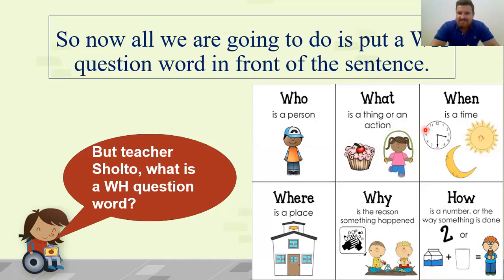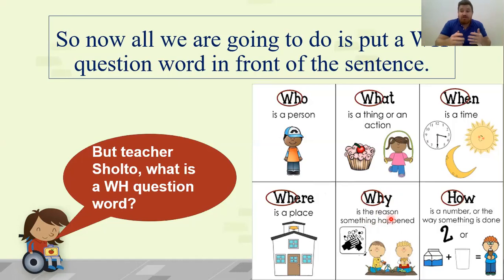Okay. So let's start with the first one. Who is a person? What is a thing or an action? When is a time? Where is a place? Why is the reason something happens, like why do ants walk? All right, they go to find food. And the last one is how.